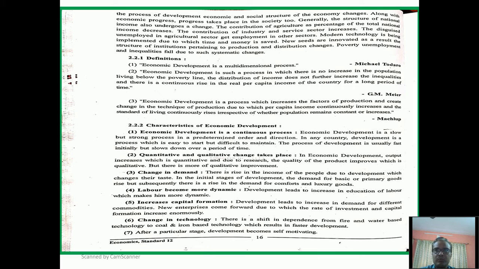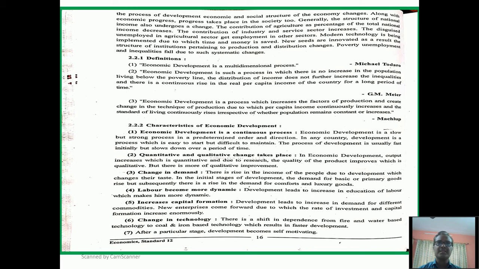Now there are two to three different economists who give ideas about the definition of economic development, very important for section A and section B. Michael Todaro, G.M. Meier and McCullough have given three various concepts of economic development definitions. First, economic development is a multi-dimensional process, very important. According to Michael Todaro, development is dash, that is called a multi-dimensional process, or the multi-dimensional process idea was given by dash, that is called Michael Todaro.